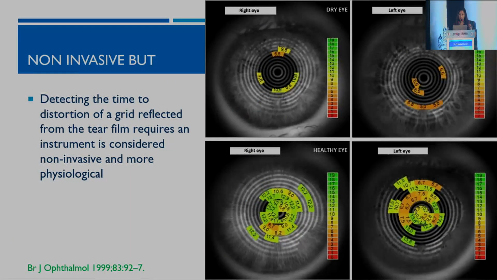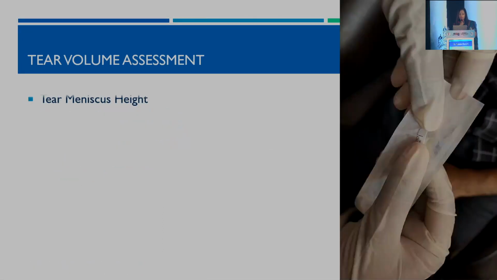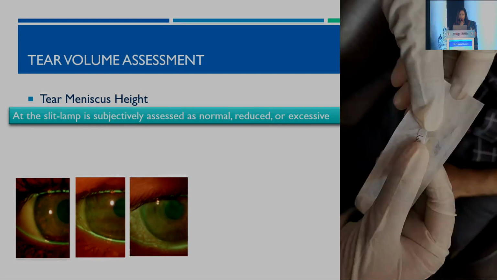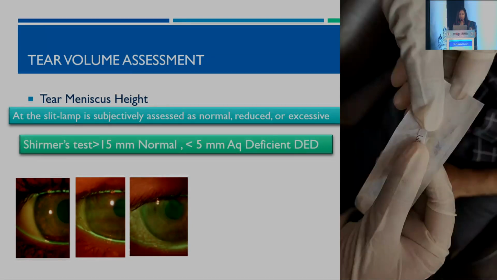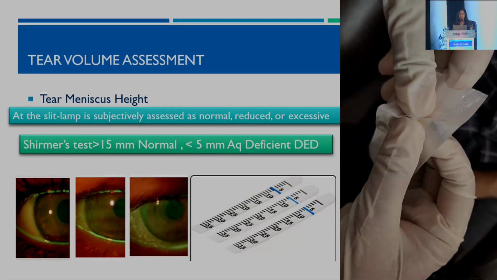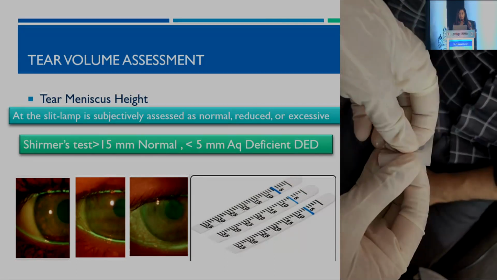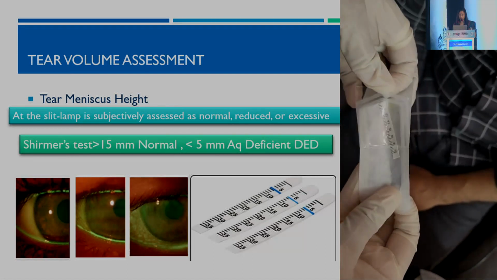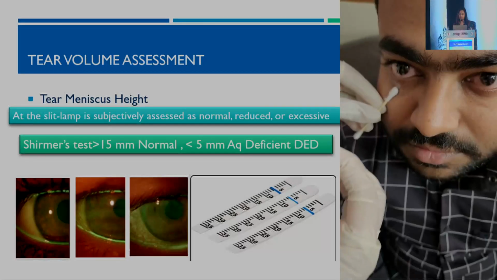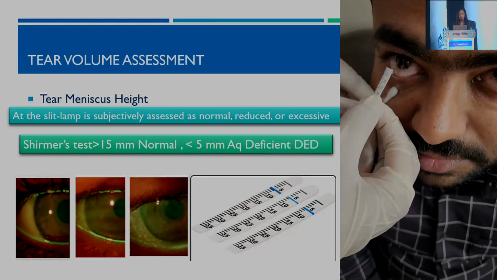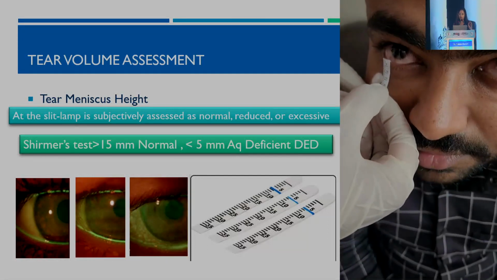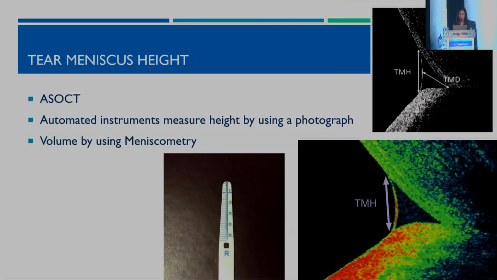Non-invasive breakup time is definitely better, which projects rings onto the surface of the cornea, but you need specialized machines for this. Tear volume assessment can be done by tear meniscus height, where you classify normal, reduced, or excessive, or you can do Schirmer's test. If the Schirmer's strip wets more than 15 millimeter, it is normal. If it is less than 5 millimeter, it is aqueous deficient. Try to keep the Schirmer's strip at the junction of the lateral third and the medial third.